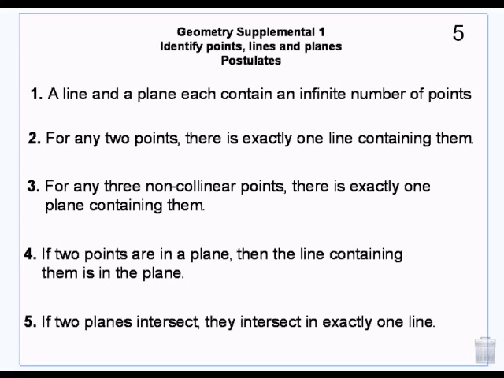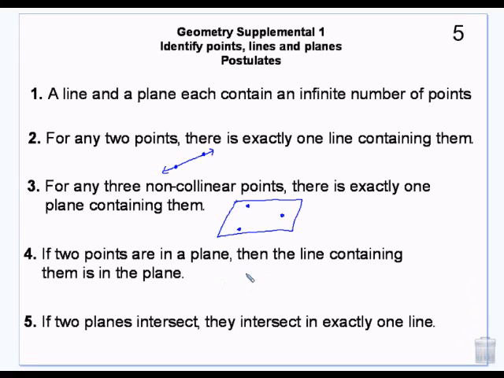If we have any two points, there's only one line containing them. And I can show you that. If I have a point here and a point here, I can only draw this one line through the two of them. Lines are straight, so I can't come around. There's only one way to draw a line through those two points. If I have three non-collinear points, so these are not all on the same line, I can only draw one plane that contains all three of those points.